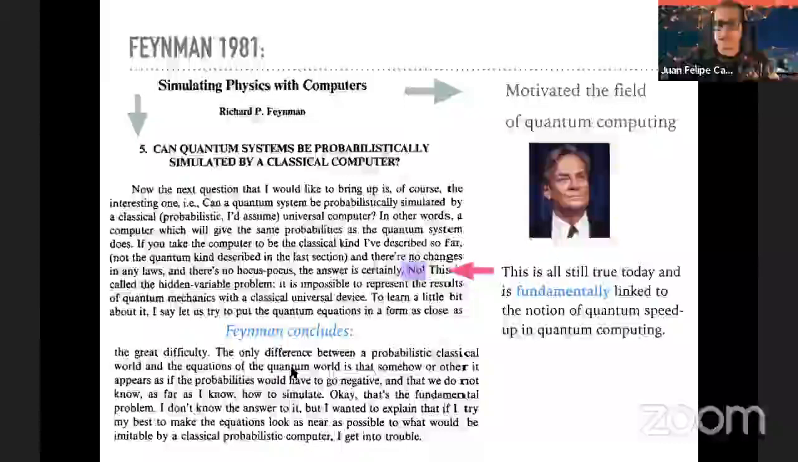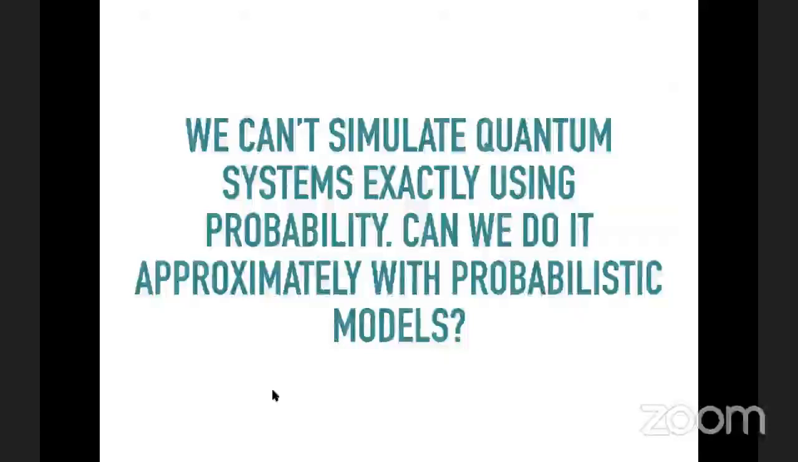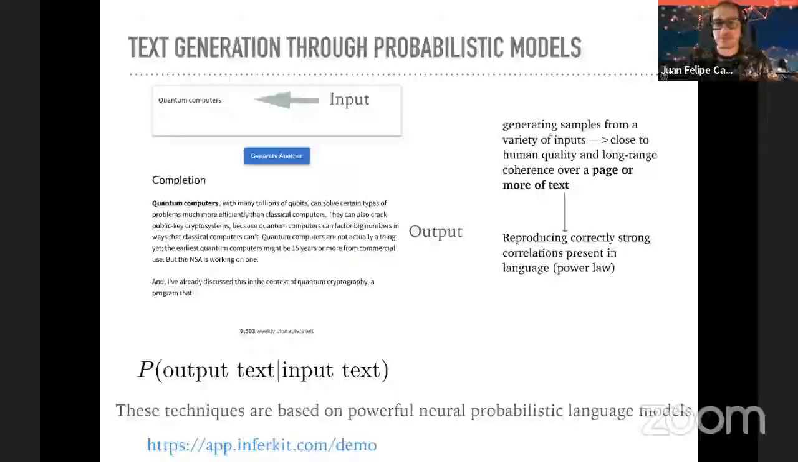However, he discusses the notion of simulating quantum physics exactly, right? He doesn't discuss, can you do it approximately, right? And so that, if you want, motivates us to ask the question, can we do it approximately? Can we use probabilistic models, or can we use probability to approximately simulate quantum systems? And so this is what we want to explore. And I'm going to use neural probabilistic models to do this. And so I want to show you one example of what these probabilistic models do as a motivating example.